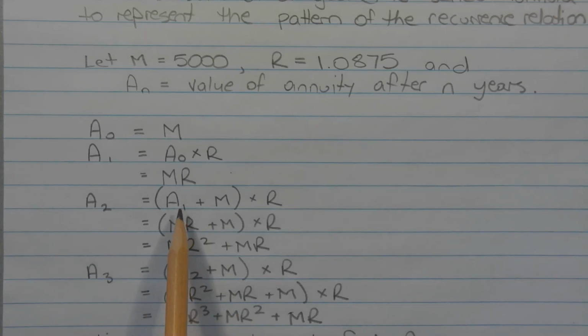Now A_1 is just equal to M times capital R. So A_2 is equal to (M times capital R plus M) in brackets times capital R. Expanding the brackets, we get A_2 is equal to M times capital R squared plus M times capital R.